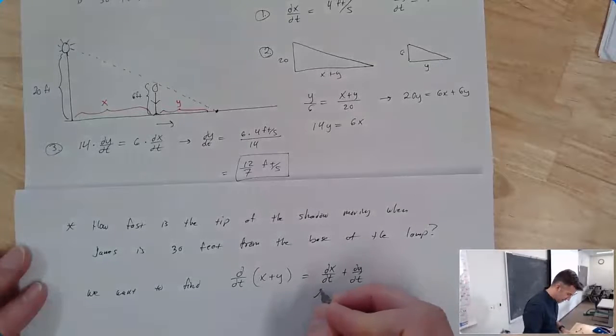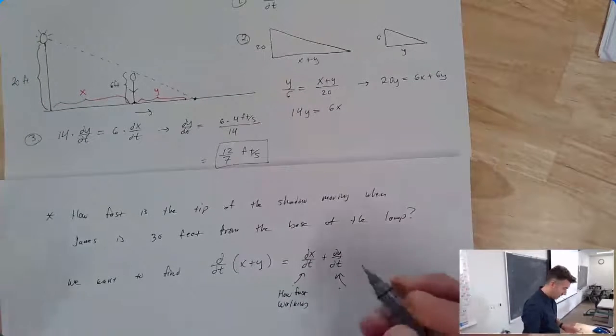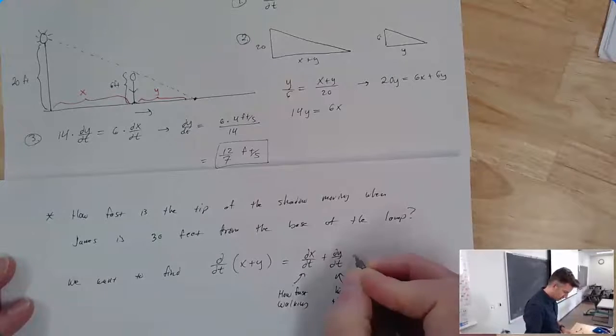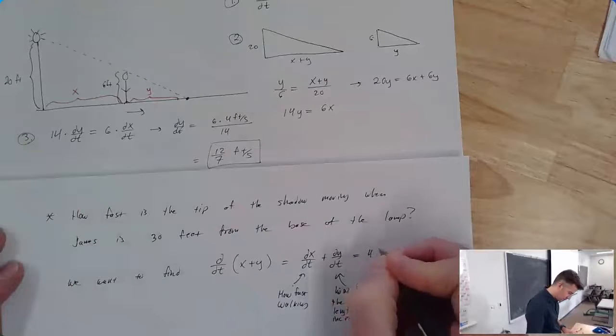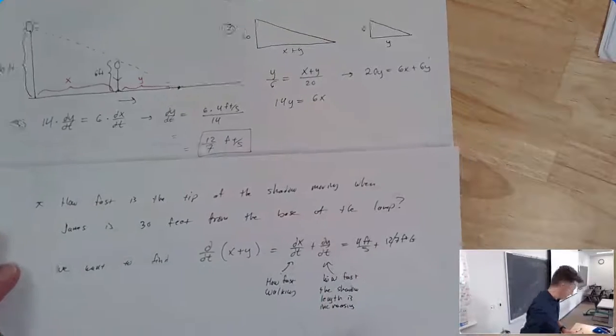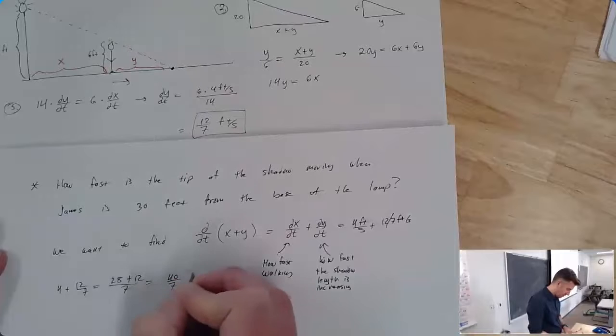So dx/dt is how fast you're walking, and dy/dt is just what we already found before, how fast the shadow length is increasing. If we add these together, you just get our 4 feet per second plus our 12/7 of a foot per second. Wow, 12/7. Okay, sure. That looks really awful, James. Sorry, I apologize. And then 4 plus 12/7 is 28 plus 12 over 7, which ends up being 40/7 feet per second.